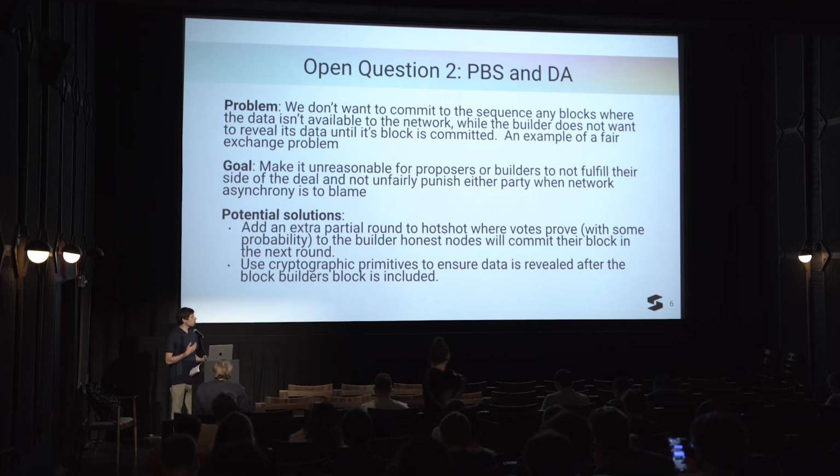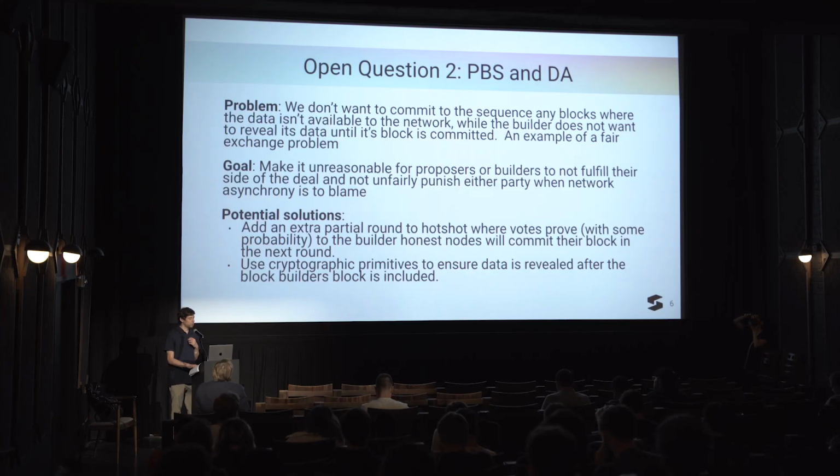So we're trying to come up with a way that essentially solves this. We call it a fair exchange problem, where the builder has this data that the consensus network and the sequencer network need, and the sequencer network has this commitment which they don't want to provide until they've seen the block, or else we don't want to commit a block header that we don't have the data for. So we've come up with a few different ideas, but none that fully solve the problem, we think.